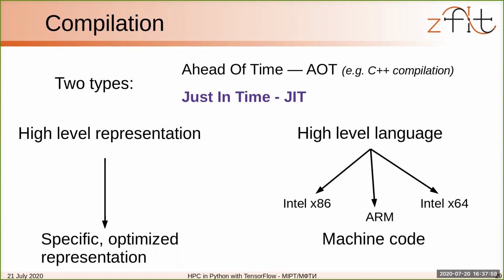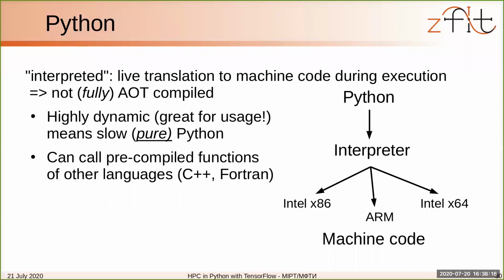But in general, compilation means we have a high-level representation of something, and we're going to have a specialized, optimized representation of something. This is basically the definition of compilation, be it ahead of time or just in time. Now, Python itself, the language, is an interpreted language. So it's not AOT. It's not JIT. It's interpreted, meaning every line of code gets interpreted live. In this sense there is no compilation going on. It really goes through, reads every word, and executes this word, which is very dynamic, and that's great for usage.